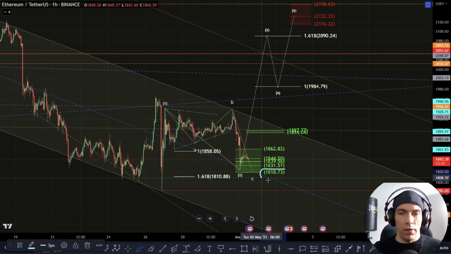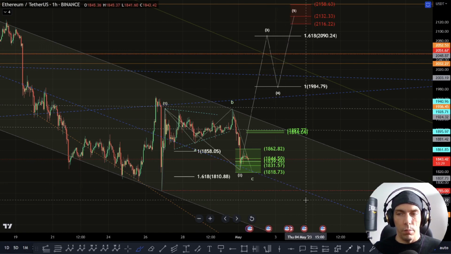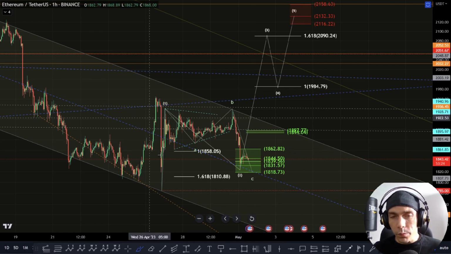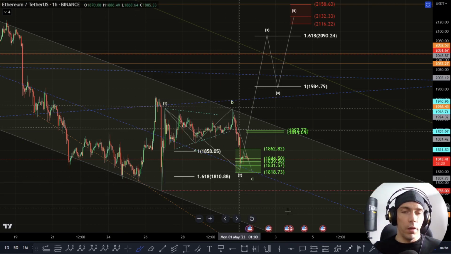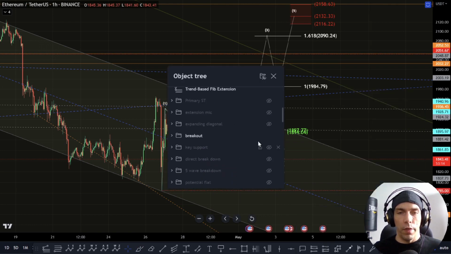We need to hold this 1818 area. If we start to lose that, it becomes less likely. If we break down past 1785, it is also invalidated. So that is one thing we're going to have to keep careful of here. Now, if we do take this low, it doesn't necessarily mean we can't see a move to the upside. So we need to be cautious of that fact.